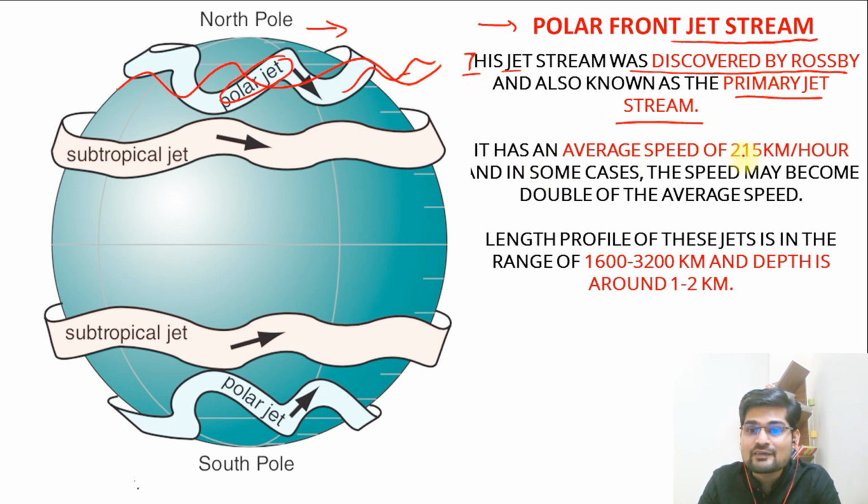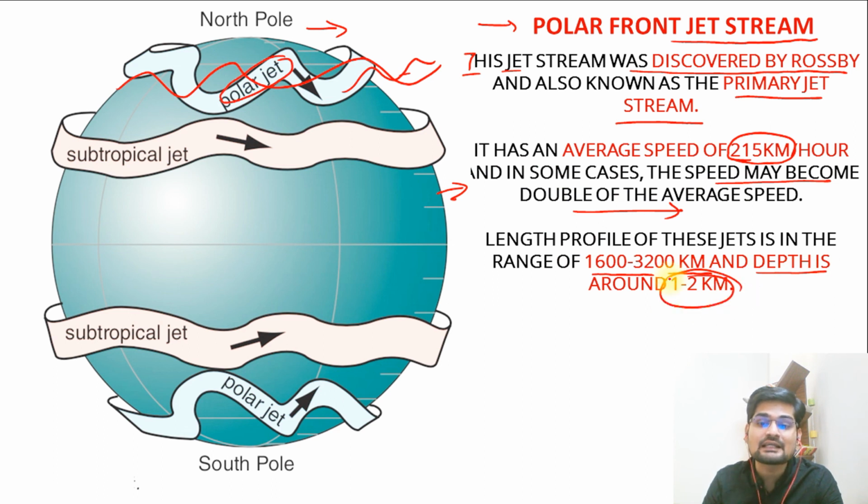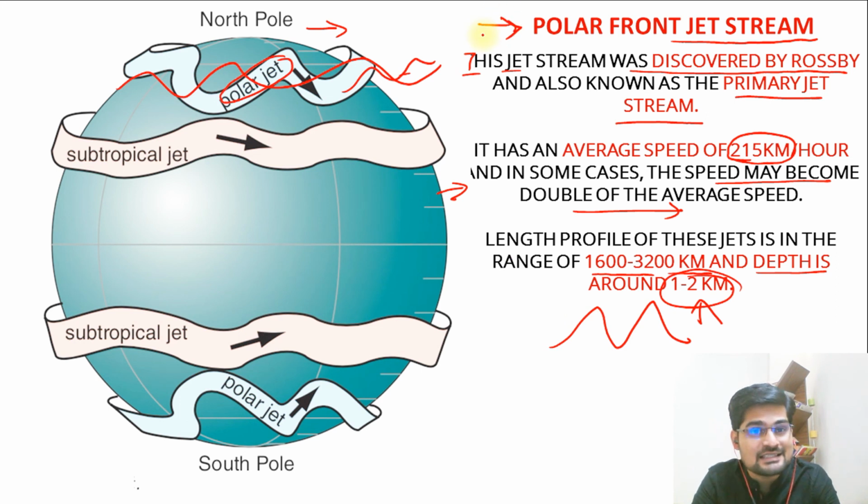And then it has an average speed of 215 km per hour. So huge speed. And in some cases, the speed also goes further, double as well. The length of this is about 1600 to 3200 km, and depth, that is talking about the vertical expanse, is about 1 to 2 kilometers. So this is the basic nature of the polar front jet stream. Now let's talk about the next one.